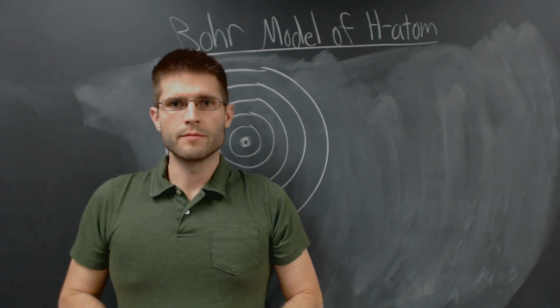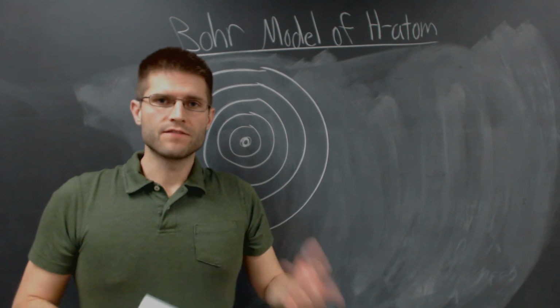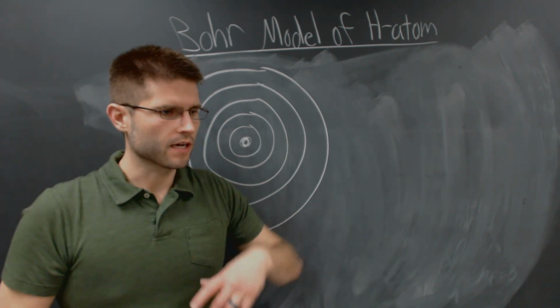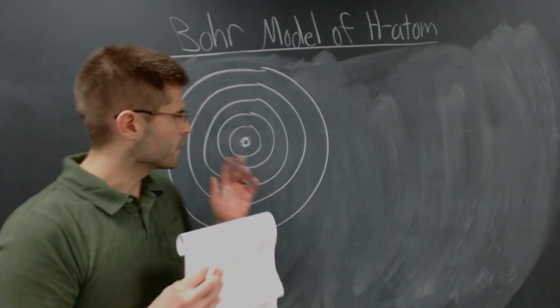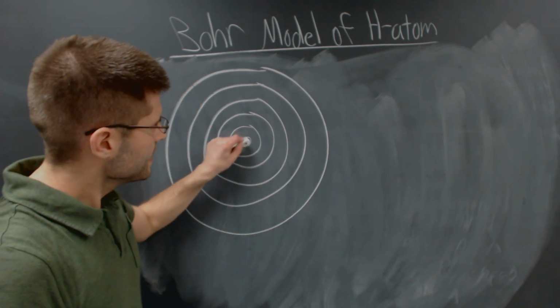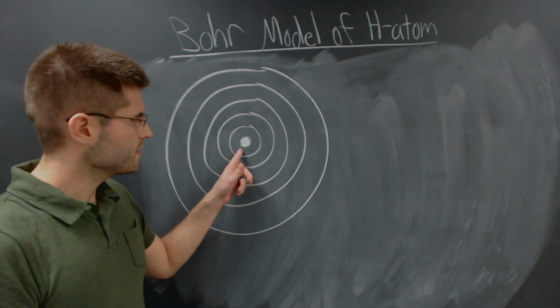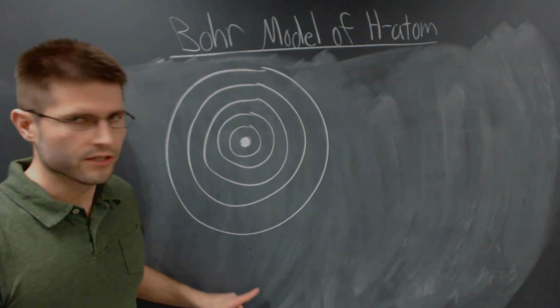Hello, in today's video we're going to be talking about the Bohr model of the hydrogen atom. Now we've talked about this previously in a couple videos ago, however we're going to go into more detail in today's video and we're going to be able to predict different jumps of an electron, either moving towards the nucleus or moving away from the nucleus.